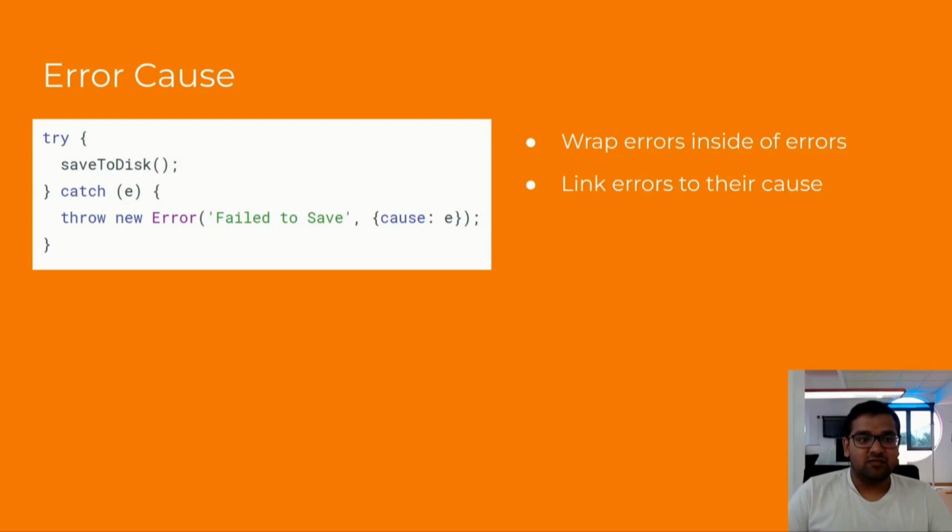Then we also added support for error cause. This allows you to wrap errors inside of errors, essentially creating a long chain of errors. This would be helpful at debugging because you can find out not only which exact straw broke the camel's back, essentially, but also the long line of errors which were caused in the process.